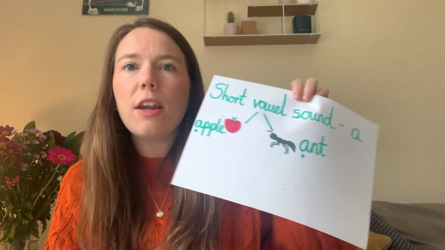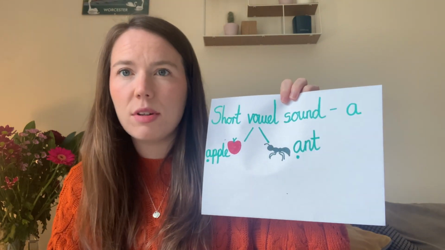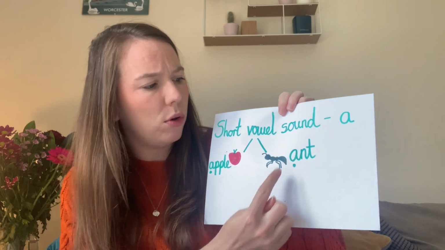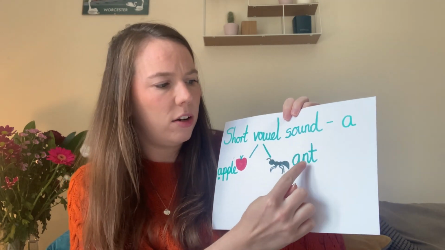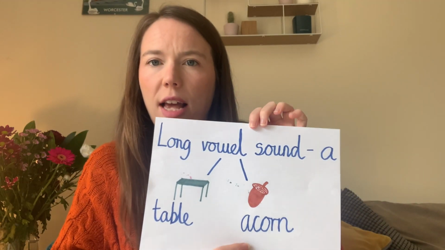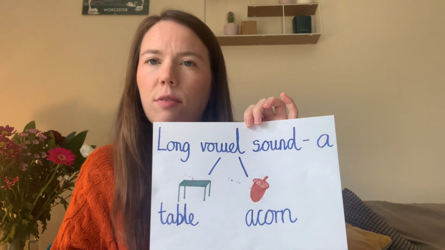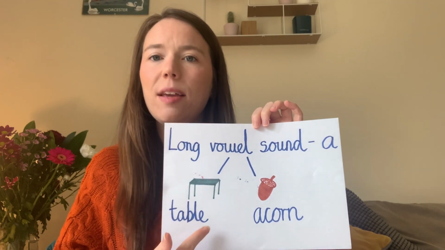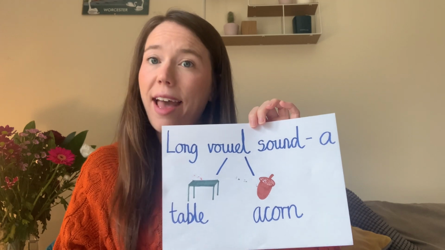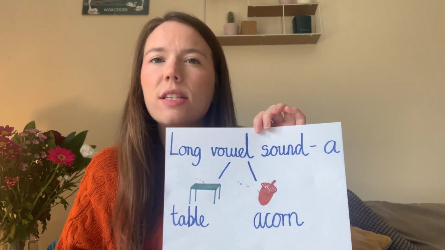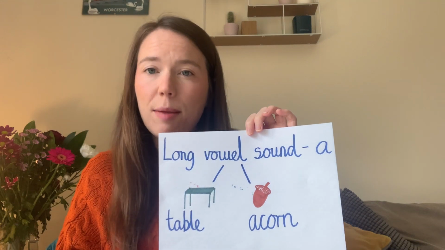So, from our learning back in reception and Year 1, we know that the short A vowel sound says A for apple or ant. But this week we're going to be having a look at the long vowel sound. The long A vowel sound says A for table or acorn. The A in these words makes the sound A. So, a long vowel is a vowel sound that is pronounced the same way as the name of the letter itself.